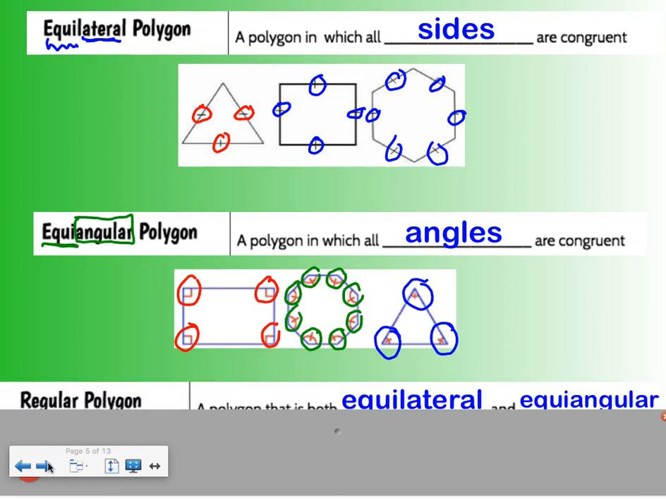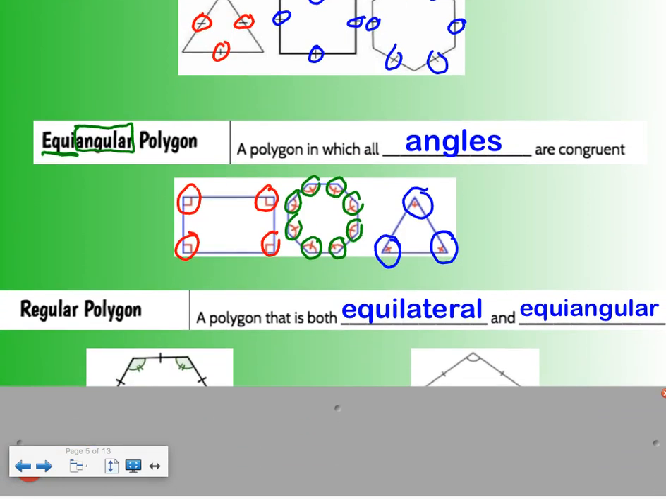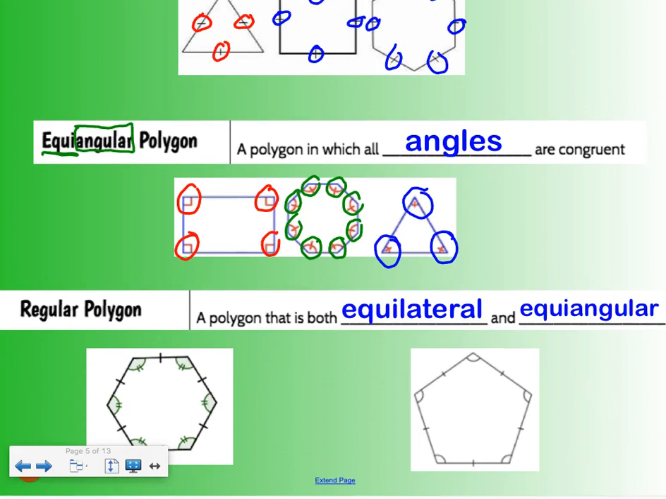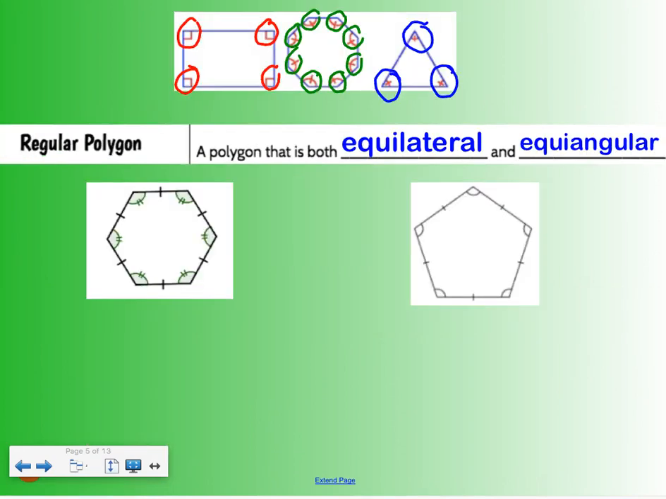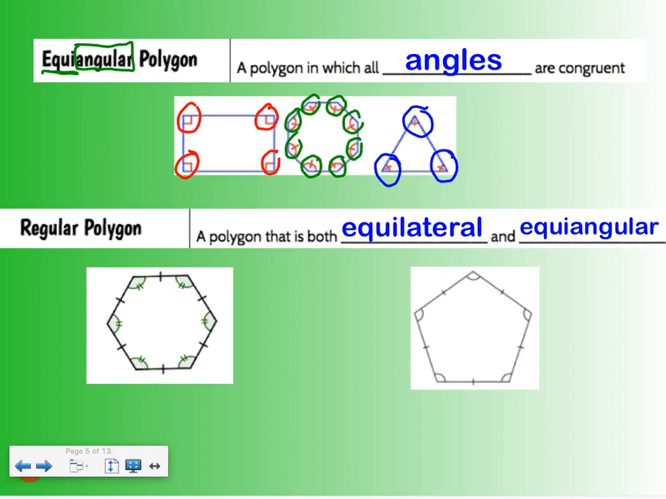And then sometimes we get the rare shapes or polygons that are called regular. A regular polygon is both equilateral and equiangular. So that means all the sides are the same and all of your angles are the same. And your book will try to trick you, so you really have to pay attention to make sure you look at all of your sides.